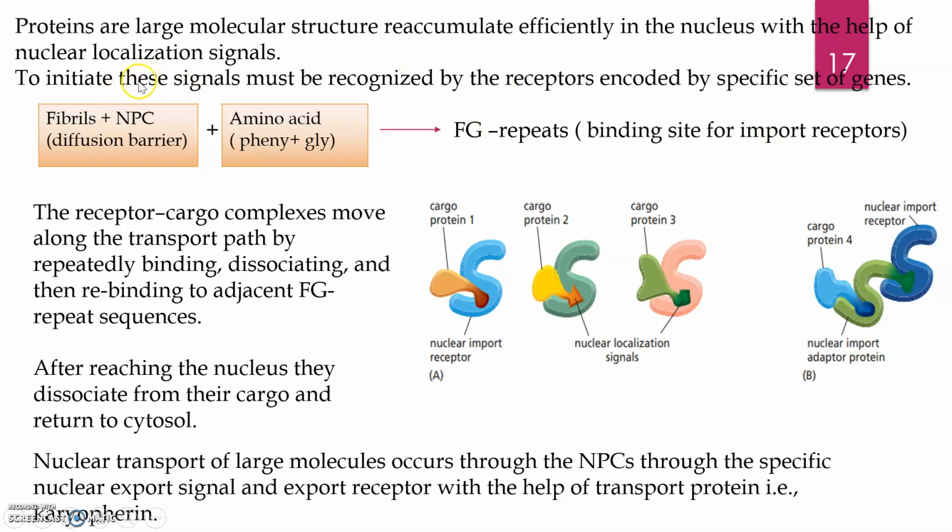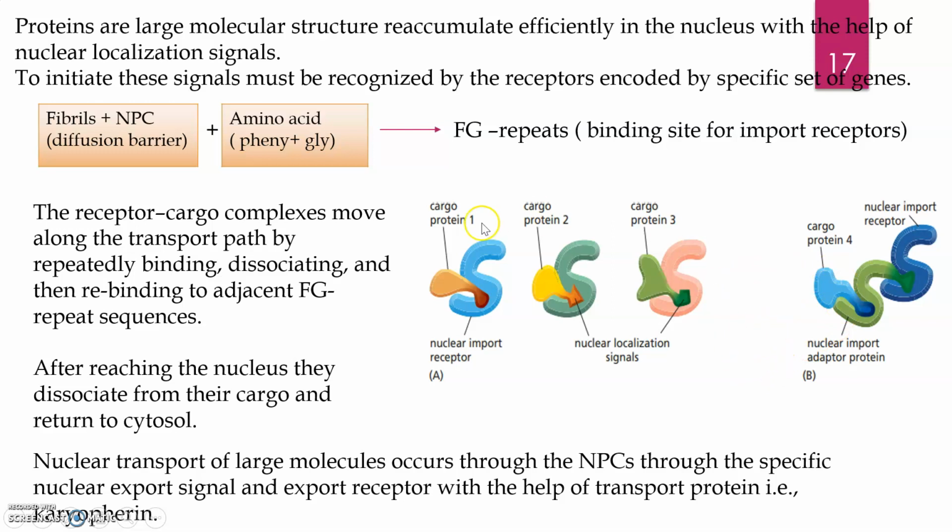The nuclear fibrils along with the nuclear pore complex together form the diffusion barrier, and this diffusion barrier, along with the amino acids phenylalanine and glycine, together form the FG repeats. These FG repeats are the binding site for the import receptor, and they are associated with different cargo proteins, that is cargo 1, cargo 2, cargo 3, and cargo 4. Cargo 4 is a special type that requires additional protein molecules for binding of the import signal. These adapters are structurally related to the nuclear import receptors and recognize only the nuclear localization signals on the cargo proteins.